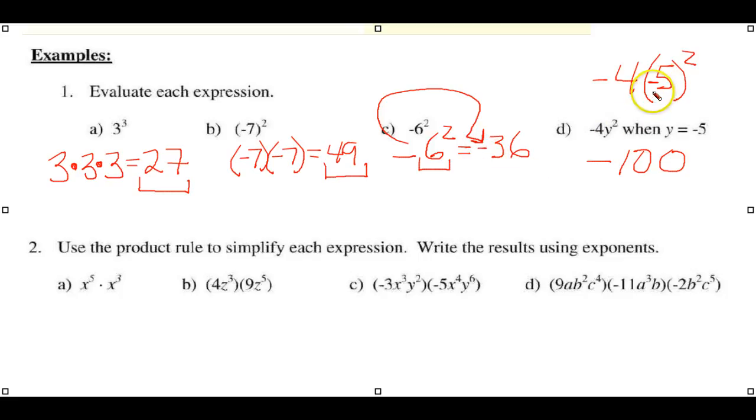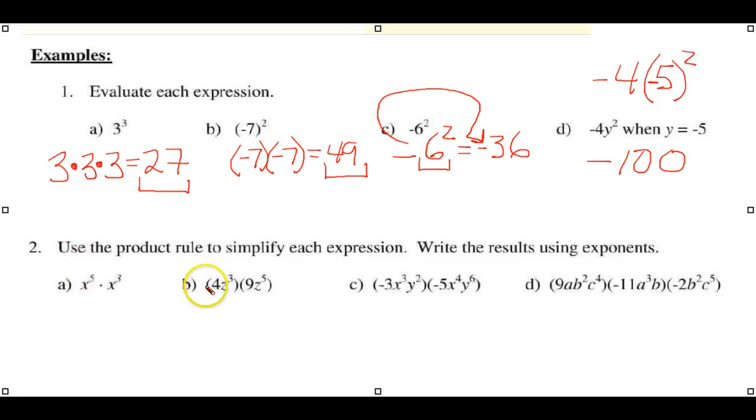Here, again, a good technique is to use parentheses to put in your variable, a -5 that we will square. This then becomes a positive 25 times a -4 gives you a -100.